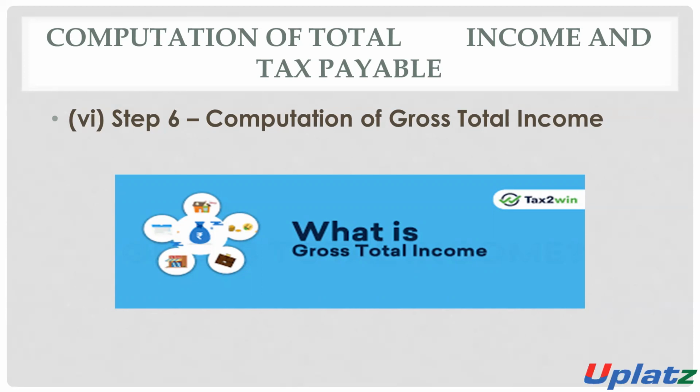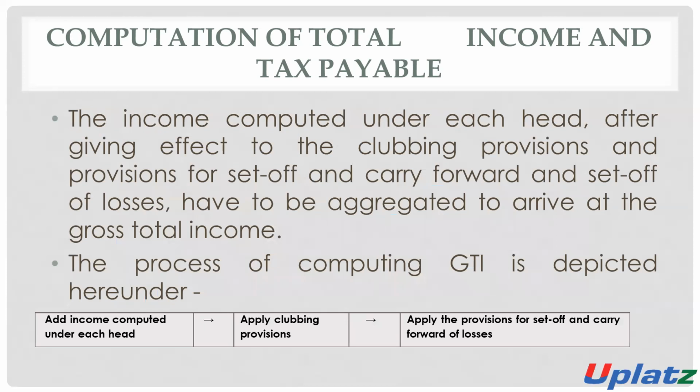Computation of gross total income. After calculating the income head-wise, now we will calculate gross total income, GTI. So step 6 is the calculation of gross total income. The income which is computed under each head, after giving effect to the clubbing provisions and the provisions for set off and carry forward of losses, has to be aggregated to arrive at the gross total income. Means after calculating the income which will be taxable under the respective head, we will apply the clubbing provision and the provision of set off and carry forward.